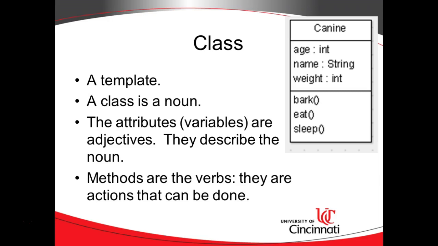Now we have attributes that are variables, and these attributes describe the noun. So, a canine is going to have an age, a weight, and probably a name. And then we also have methods, which are the verbs, and those are the things that this noun, this class, can do. So a canine can bark, a canine can eat, a canine can sleep. Notice in this case, we're not giving the canine a name, we're not giving the canine an age, we're just setting up a template that will describe this canine.